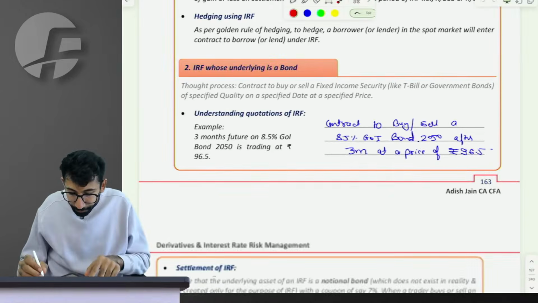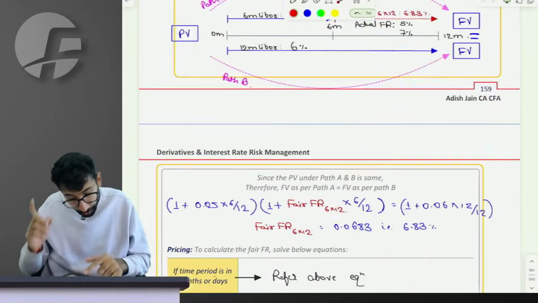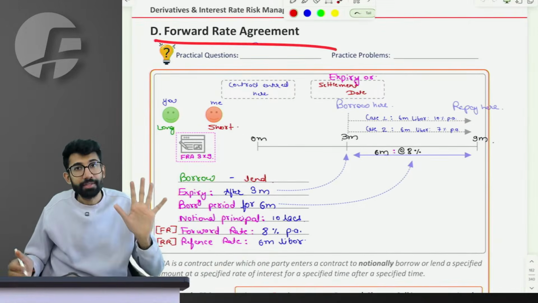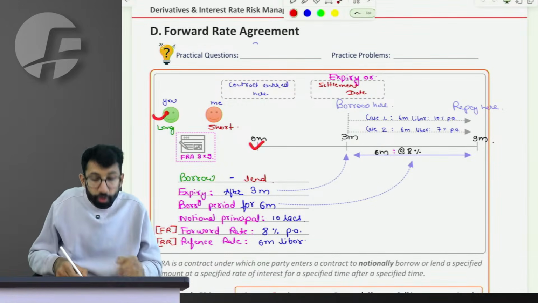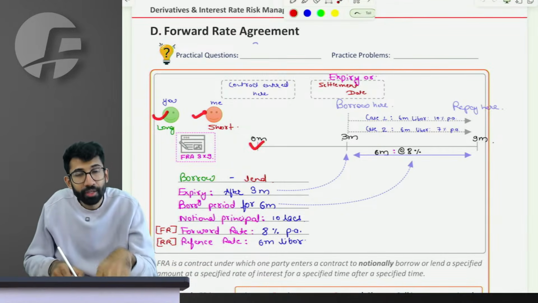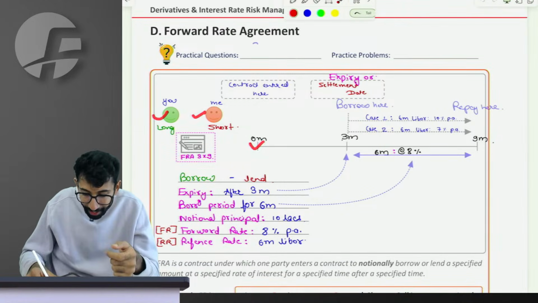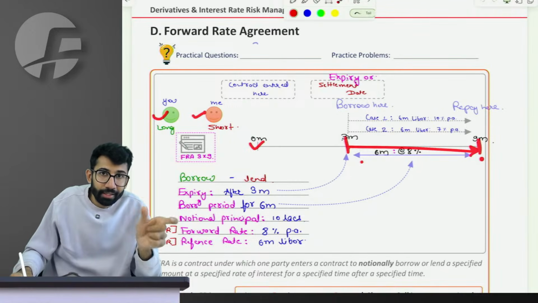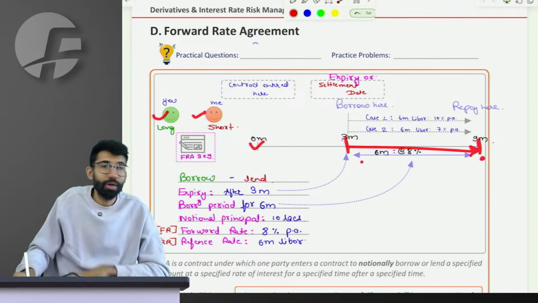Now I'll take you to the next discussion, the first contract, which is the forward rate agreement. Real easy. At 0 point, suppose you wanted to borrow and I wanted to lend. I mean, we stand at 0 point, you want to borrow and I want to lend after 3 months for a period of 6 months. From 3 to 9, the lending borrowing is expected to happen.